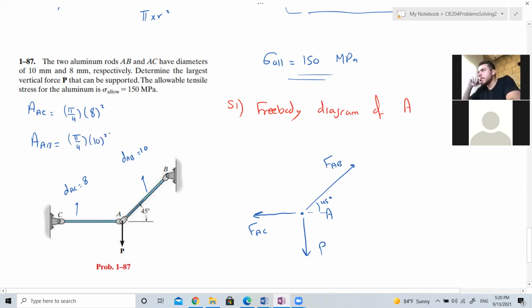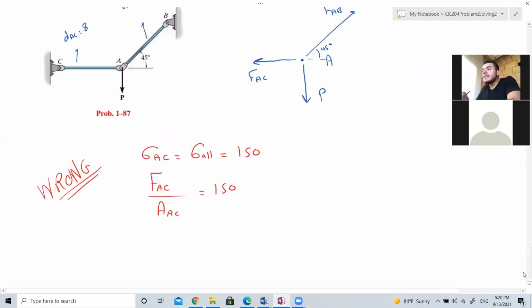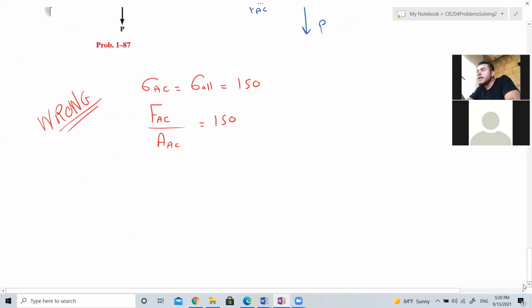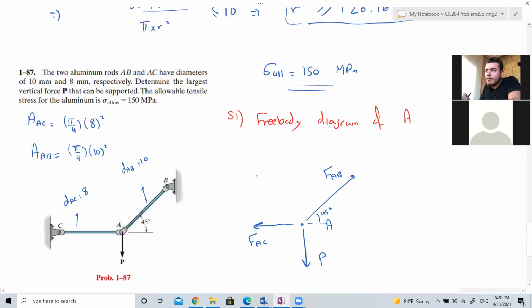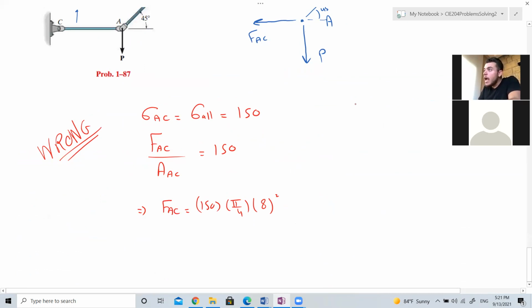Many students equate the stress at AC to be equal to 150 and then find the force in AC, which is 150 times pi over 4 times 8 squared. And they also put that sigma AB is equal to sigma allowable, 150, and find FAB. They consider it like this, but it is all wrong. Let me tell you why it is wrong.